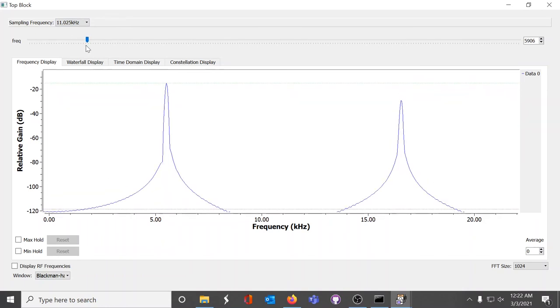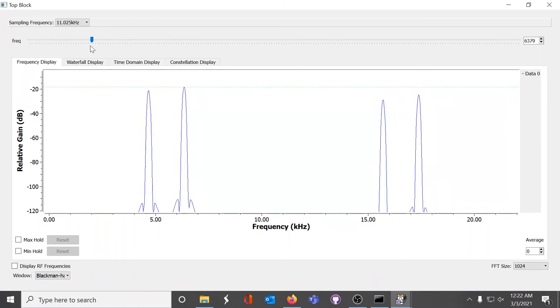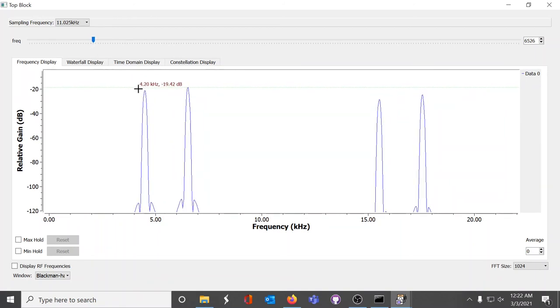If we continue to increase the modulating signal, we're in trouble. This tone right here, which is f of s minus f of m, is now what you will hear in your recording. And I'll tell you right now, it's an ugly sounding tone. You do not want aliases in your music.